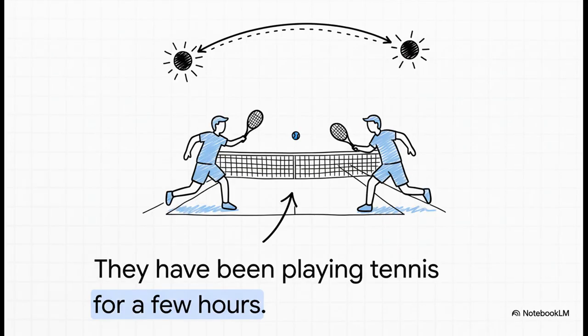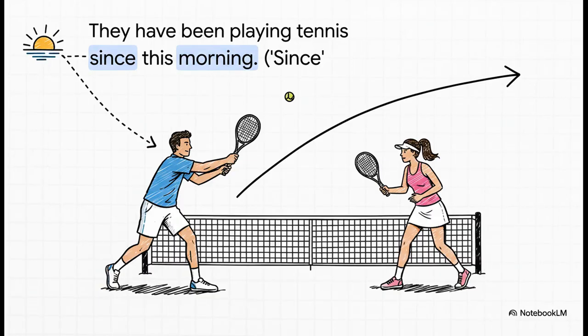Let's try another one, just to make sure it sticks. They have been playing tennis. Okay, cool. But for how long? For a few hours. Again, for is measuring the entire duration of the game. And you guessed it, the partner sentence tells us the start time. When did they start? They have been playing tennis since this morning. It's not the duration, it's the beginning. See the pattern? It's that simple.